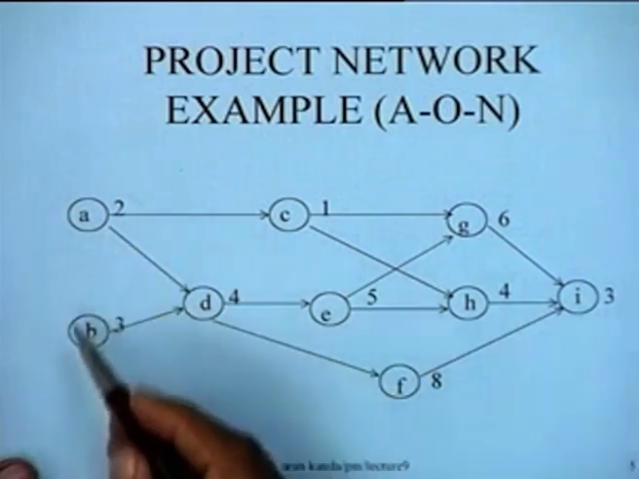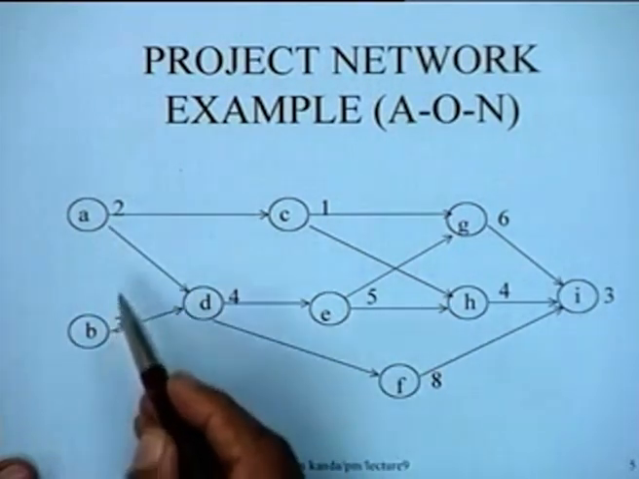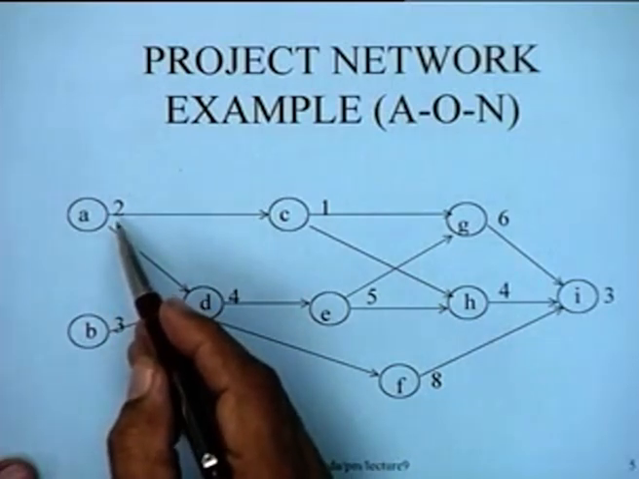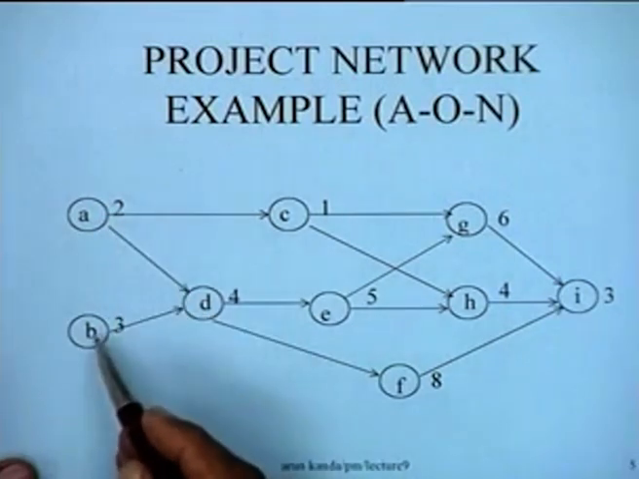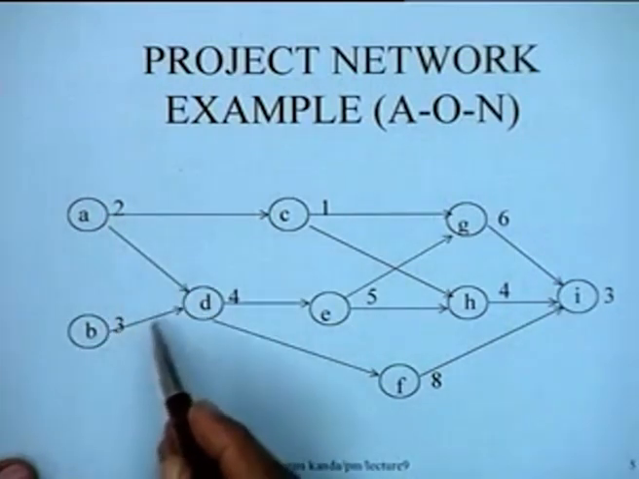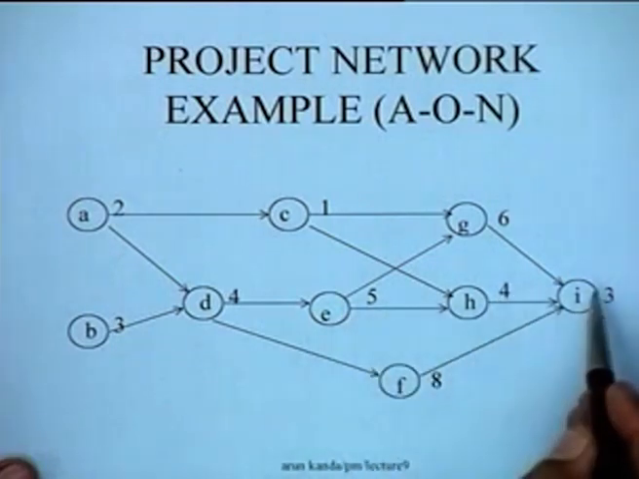So there are two sources, one sink, and the numbers adjacent to each node here represent the arc duration, right? So job A has a duration of 2 days, job B has a duration of 3 days, and so on. The job durations of each of the jobs are in fact shown in this particular network.